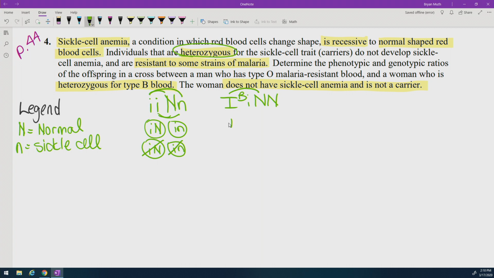The female is going to have I, capital B, N. Another one, little i, N. And a second little i, N. Again, we will cross out the repeats using only unique gametes in our Punnett square.